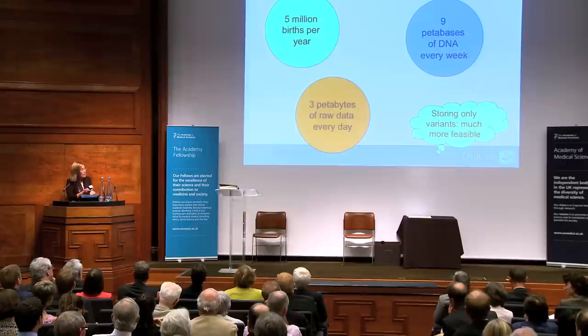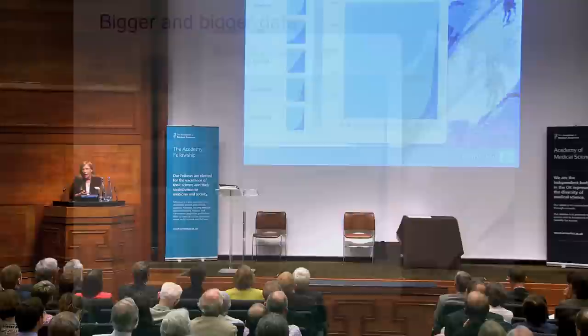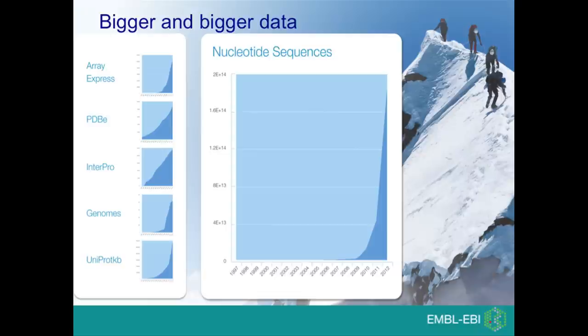And if we look at our data at EBI, we have many different types of molecular databases. And essentially, all of them are growing rapidly. And so the curve, this is the nucleotide sequences, and it grows very, very rapidly indeed. And so if these data are going to be used, then we need to think about how to use them.